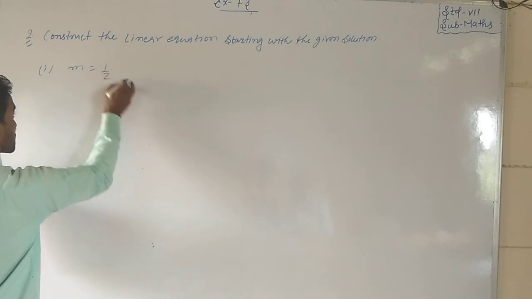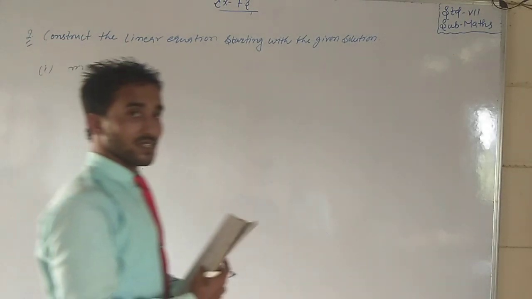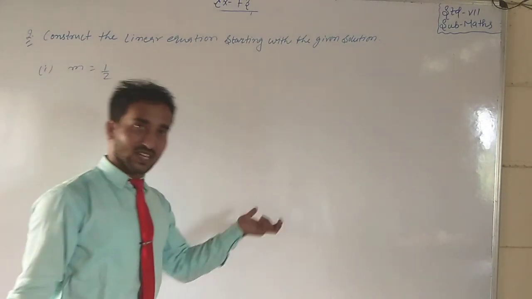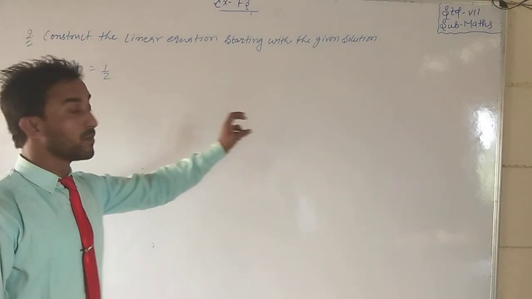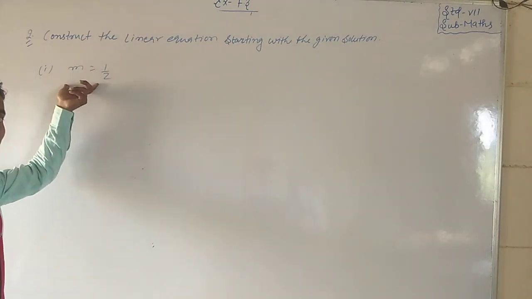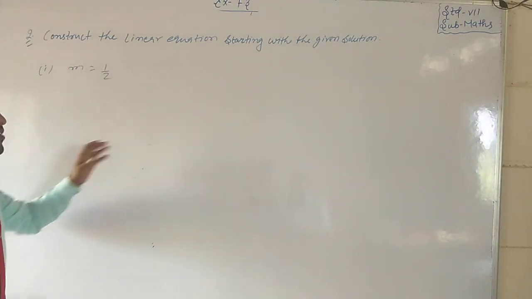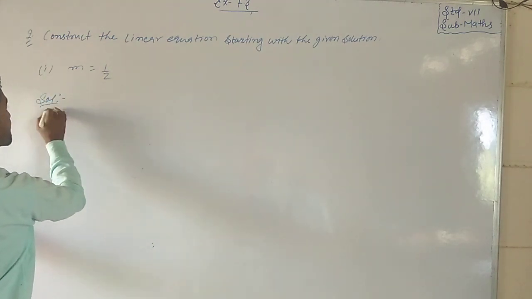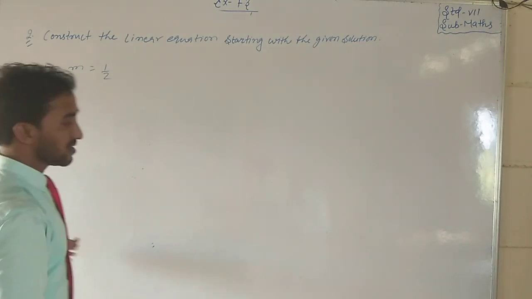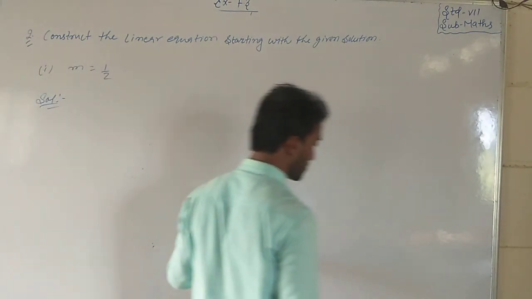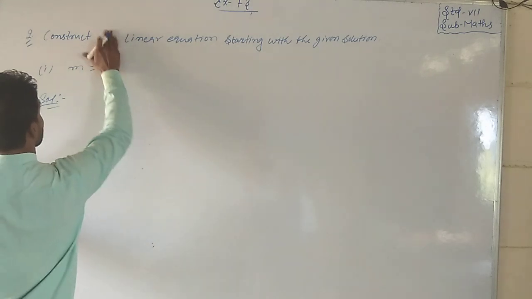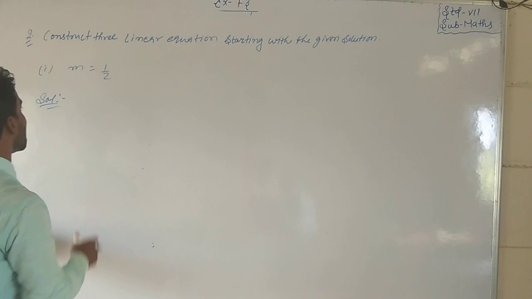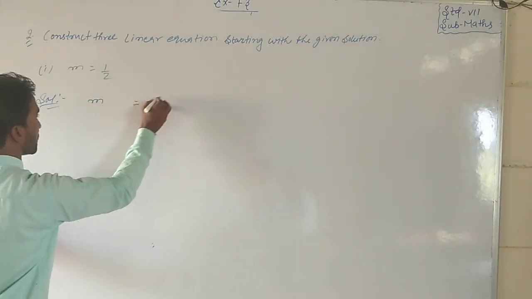m is equal to 1 by 2. Students, see, in this question the value is given. In question number 1, what did we do? The equation was given and we had to find the value. But here, the value is given and we have to construct the equation. What will we do? m is equal to 1 by 2. Construct the linear equation starting with the given solution.